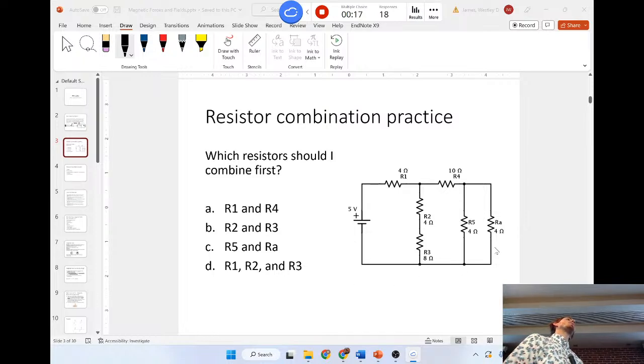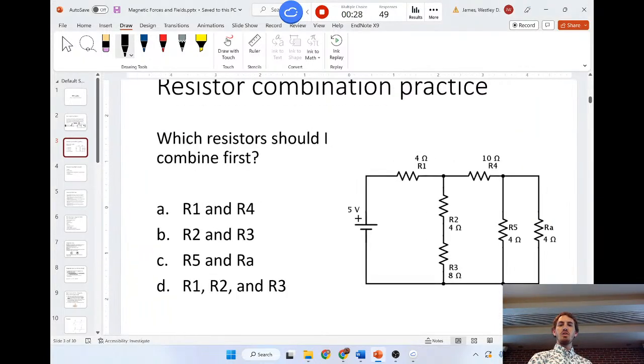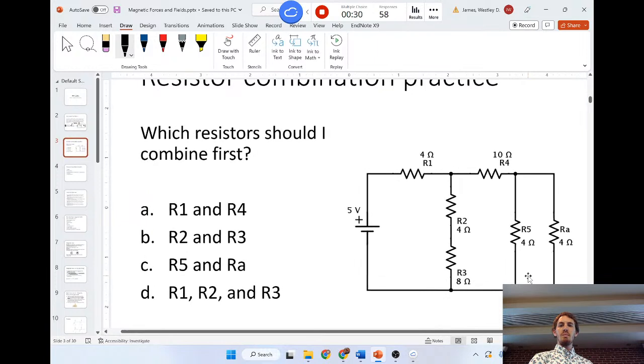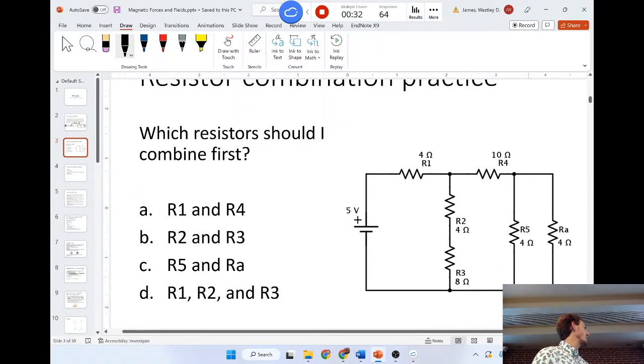The question is, which should I combine first? Which resistors should I combine first? Should I combine R1 and R4, which are the ones up here? I'm going to zoom in because I know the font is a little small. Again, unfortunately, I didn't make this, so that's why the font's a little smaller. Hopefully that's easier to see.